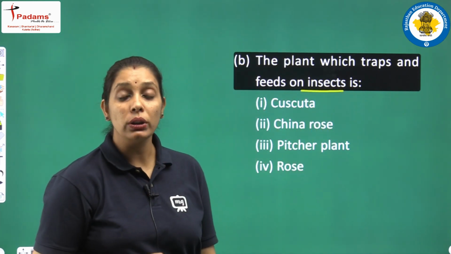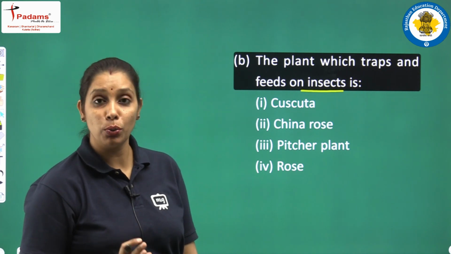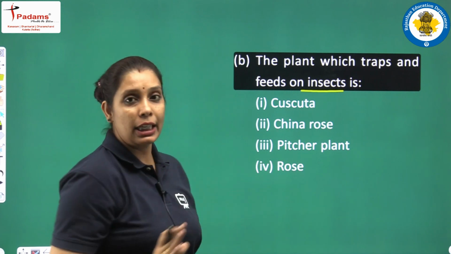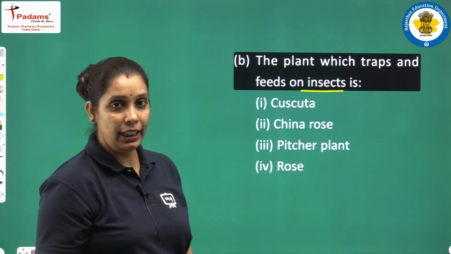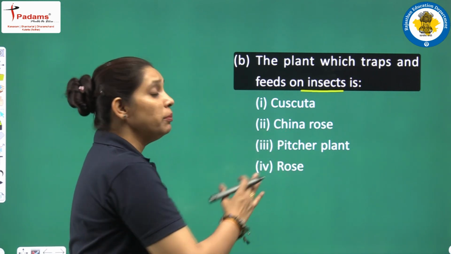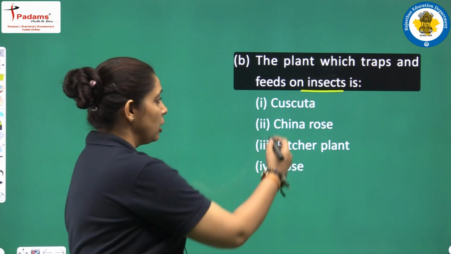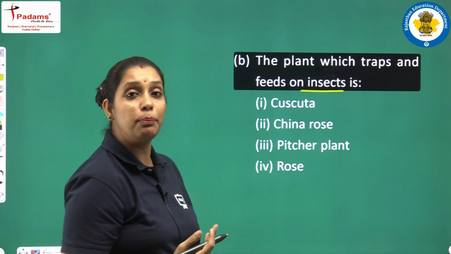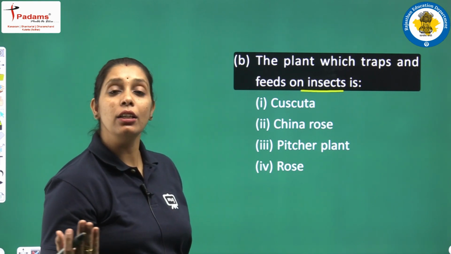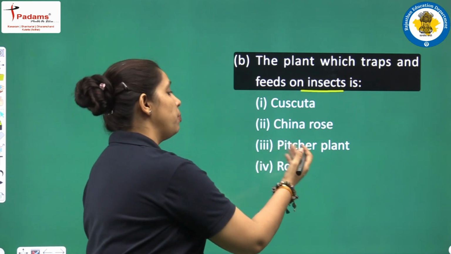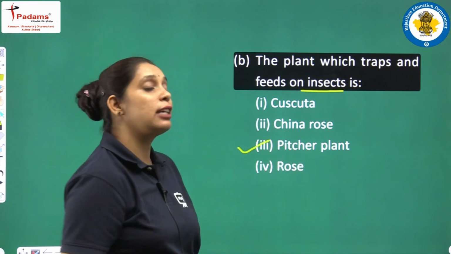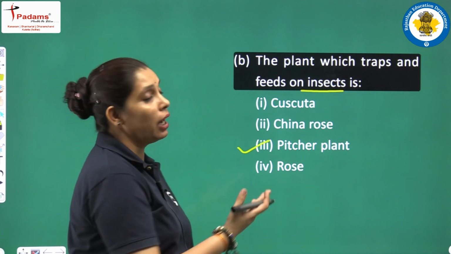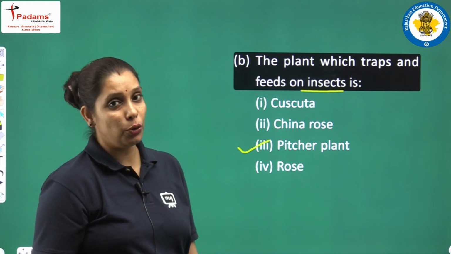And we know these types of plants are known as insectivorous plants. But in the options, insectivorous plant is not there. There are some names of plants. Cuscuta, no, it is a parasite. China rose, that means hibiscus, no, it is an autotroph. Pitcher plant, yes, it is an example of an insectivorous plant. Rose, again rose is an autotroph.